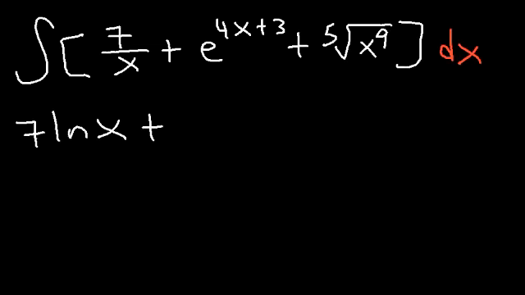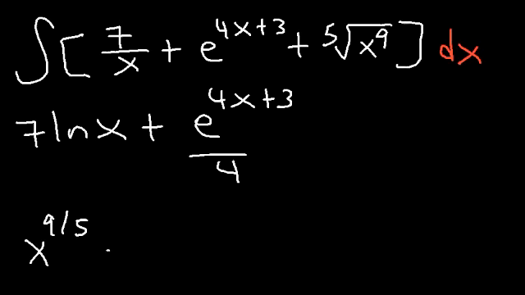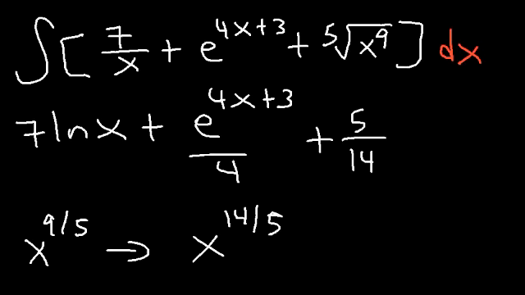For the exponential function, it's going to be the same thing, divided by the derivative of 4x plus 3, which is 4. Now the 5th root of x to the 9 is x to the 9 over 5. If we add 1 to the exponent, 9 over 5 plus 1, or 9 over 5 plus 5 over 5, is 14 over 5. Now instead of dividing by 14 over 5, we're going to multiply by the reciprocal, 5 over 14. So it's 5 over 14 x to the 14 over 5. And then finally, plus c.